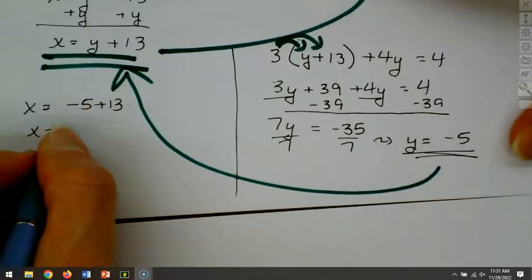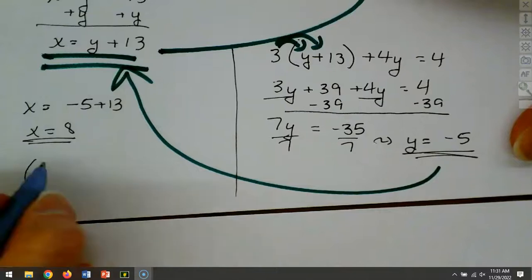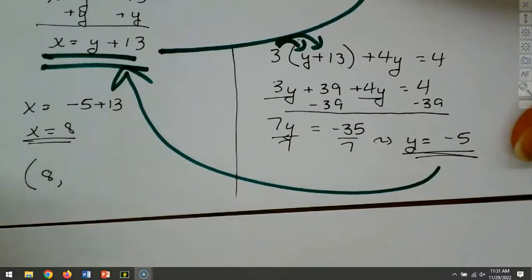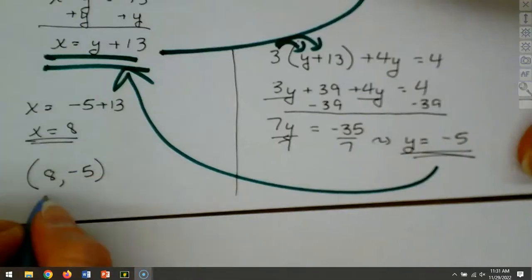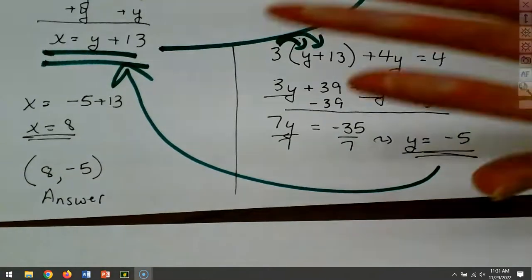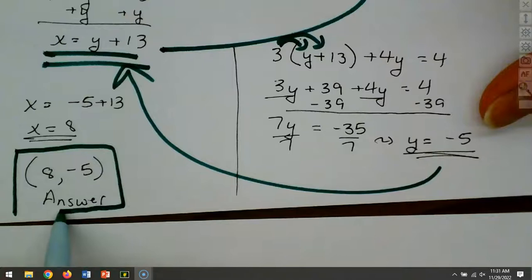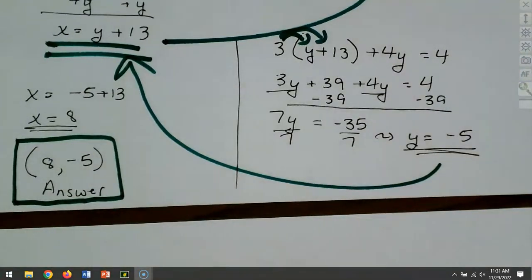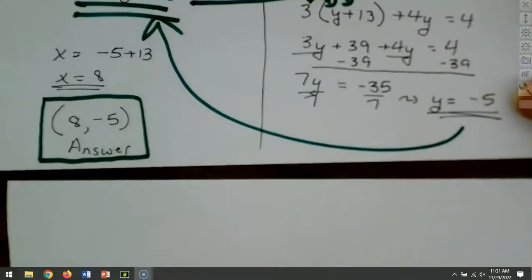And so x equals now what? 8. And how do we write our answer as an ordered pair? Well, it's xy. So that's 8 comma negative 5, and that's your answer. Okay, so there is your answer right there.